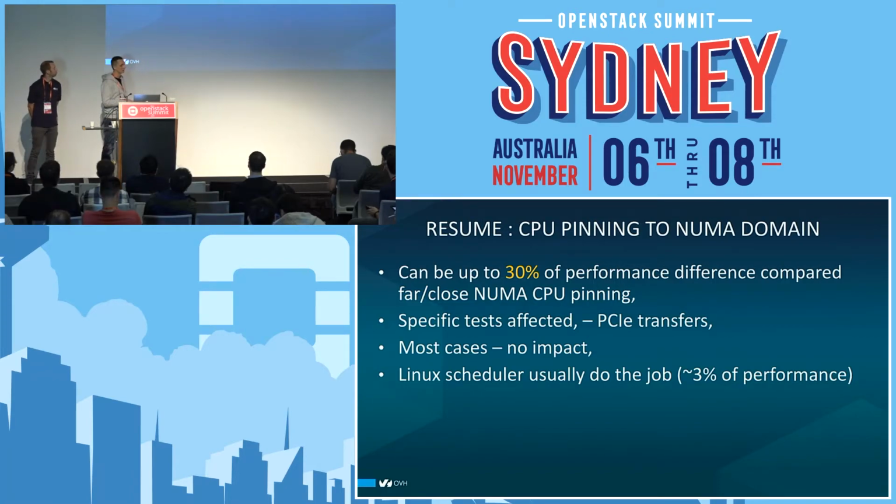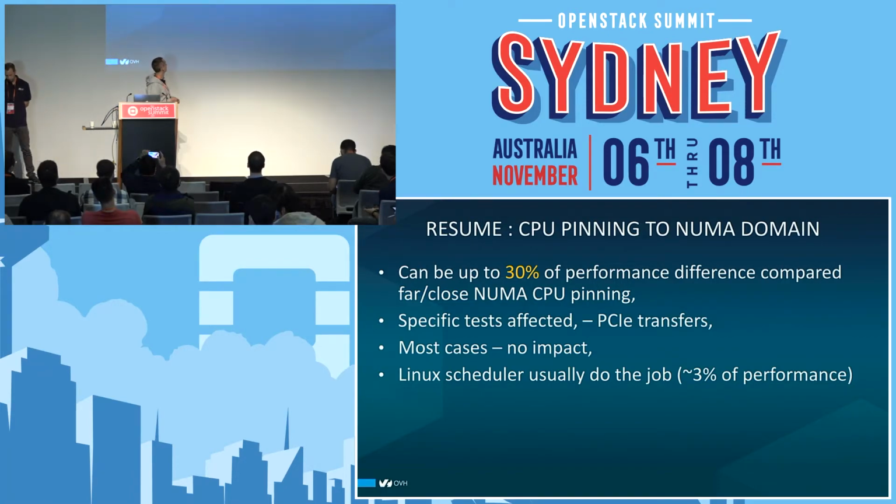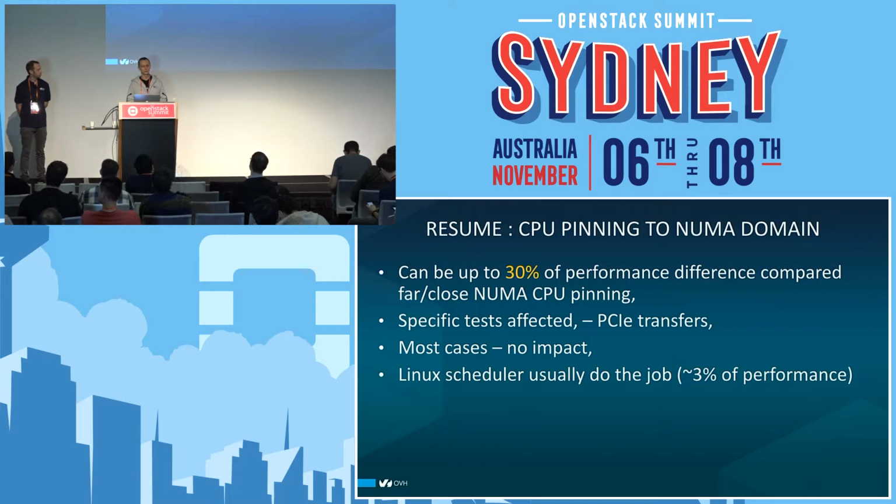So to sum up, there can be up to 30% of difference in performance between pinning your hypervisor process thread to a farther or closer core, depending on which NUMA node it hits, but it's not for all tests. If you really need high PCI Express transfers, it's something you can be concerned about. But for most cases, it's almost no difference. And what is also worth mentioning is that the default Linux scheduler usually does the job. If your host is not overloaded, you can simply give this work to your scheduler, and performance is maybe not degraded, but it's about 3%, according to our test, smaller than the best performance that we got using manual pinning.